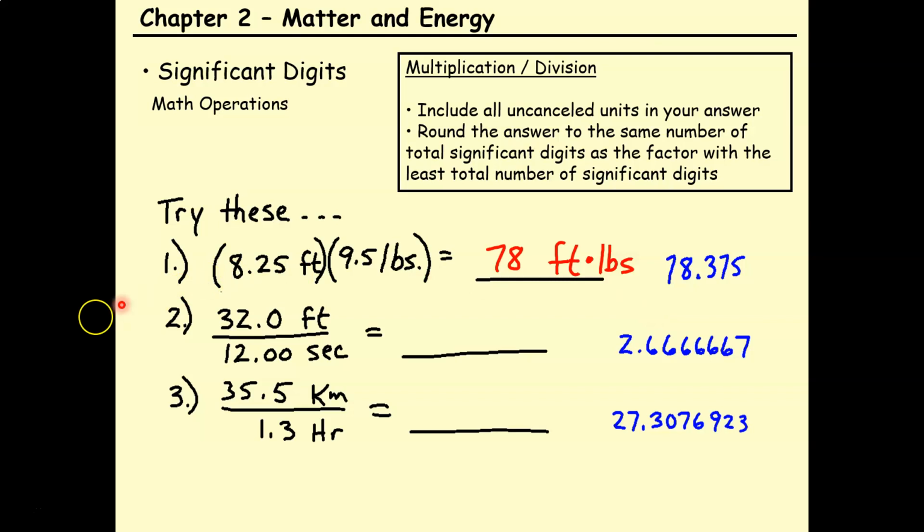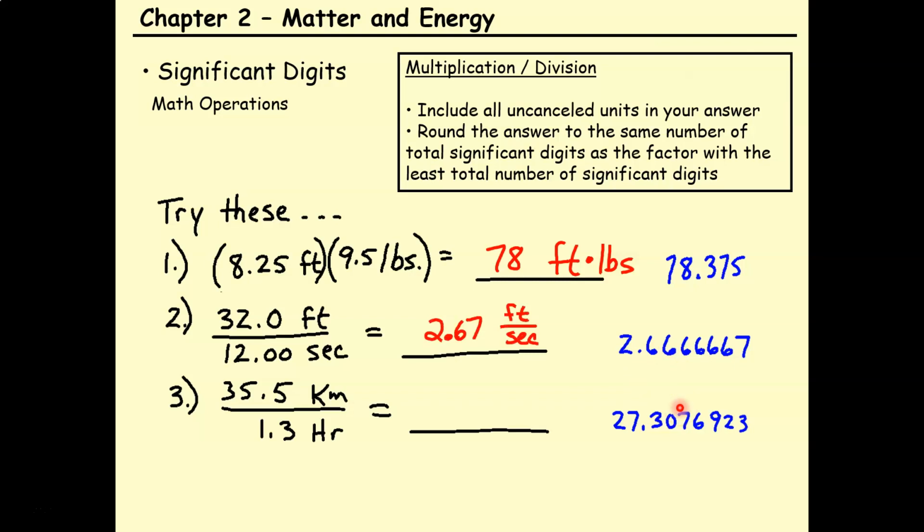All right, number 2. On top, that has 3 digits. On bottom, 4 digits. So when I round this, it's got to have 3 digits. I'm going to go 1, 2, 3. This is the 6 that I need to round, because that'll give me 1, 2, 3 digits. That 6 is followed by a 6, so the 6 gets rounded up, and the answer would be 2.67.